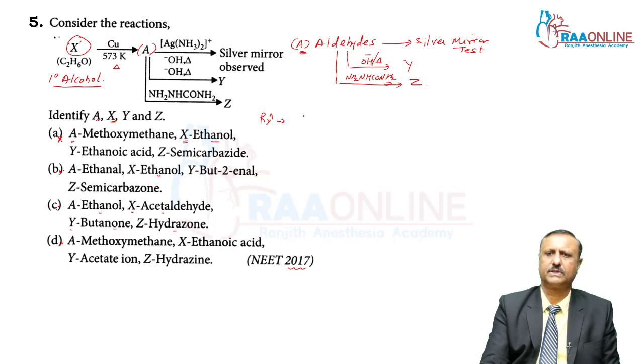Okay, C2H6O, when we write this as CH3, CH2, OH, then this, my dear friend, is the alcohol. 3 plus 2, 5 plus 1, 6. C2H6O is heated with copper at 573 Kelvin, and you can get CH3CHO. This is acetaldehyde.